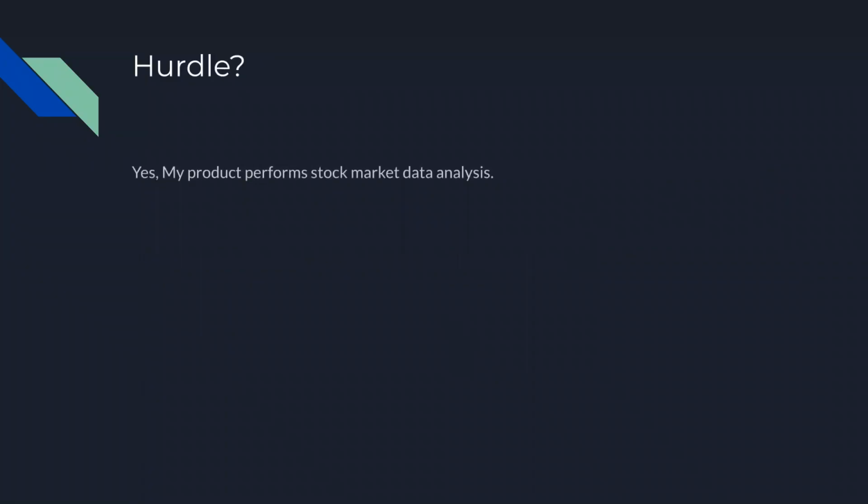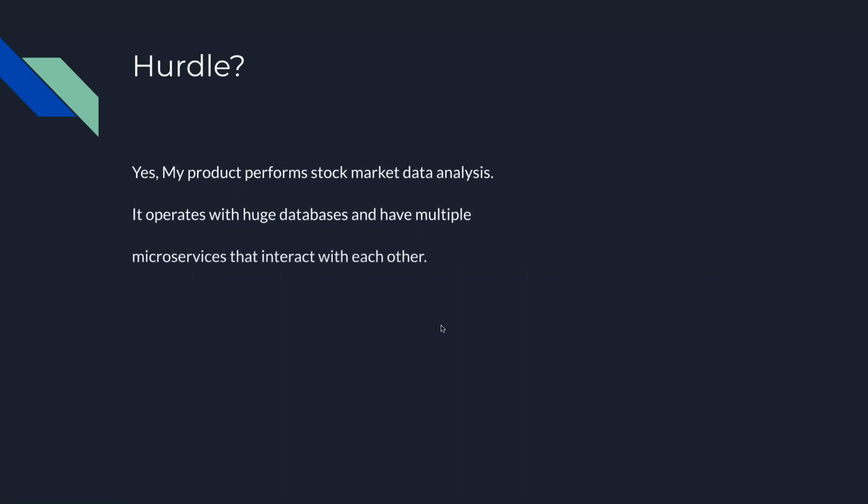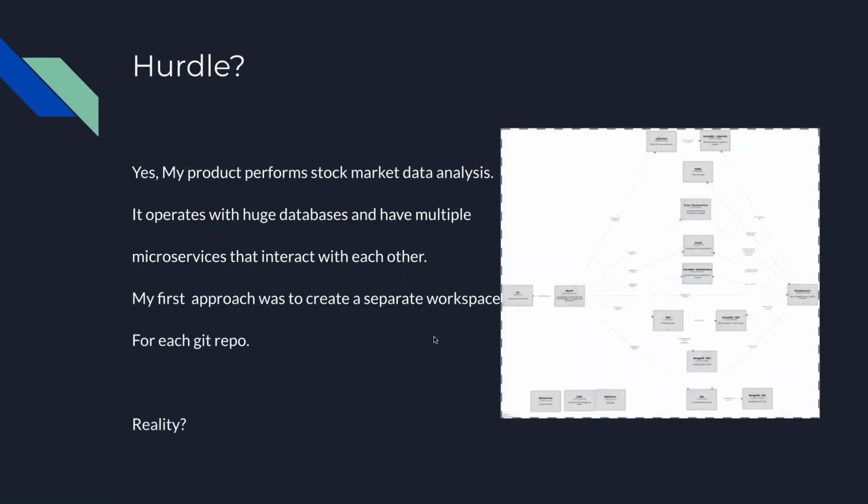The challenge I started facing is that my product has multiple microservices, and the end-to-end cycle requires all the microservices to be up and running. The first approach I took was to create a separate workspace for each microservice, which is also a separate Git repository for the DevSpace import. Reality is, having so many different microservices and multiple Git repositories, it was not possible to do development efficiently.